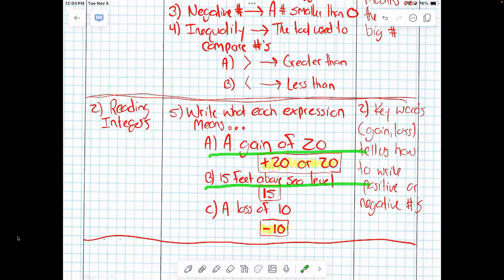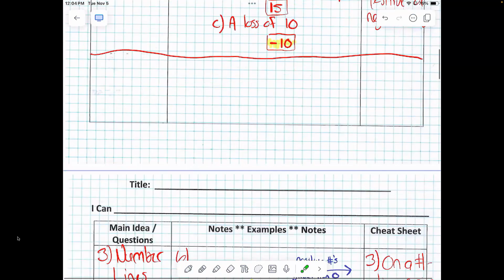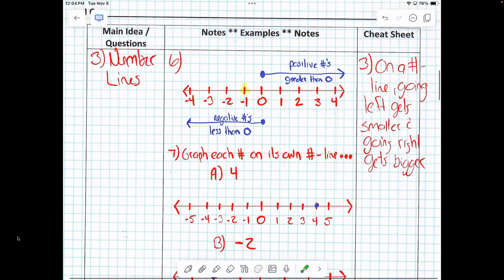Reading integers. We said a gain of 20. We said 15 feet above sea level. We said a loss of 10. We were able to write a number that represents each of those statements. What helped us understand if it was positive or negative? Keywords like gain, above, and loss. Great.